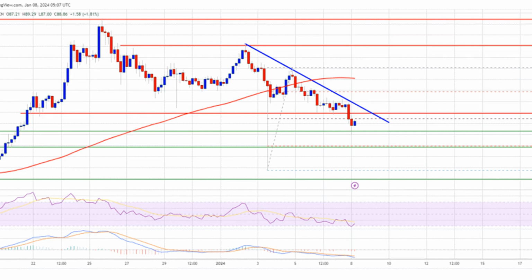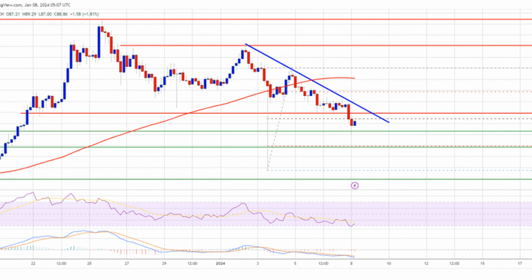and Ethereum. Sol is now trading below $95 and the 100 simple moving average, 4 hours. There is also a key bearish trend line forming with resistance near $92 on the 4-hour chart of the Sol/USD pair. Source: Sol/USD on TradingView.com.